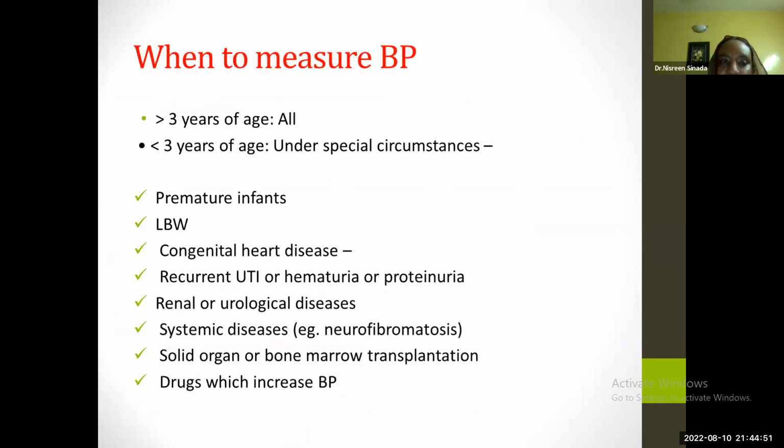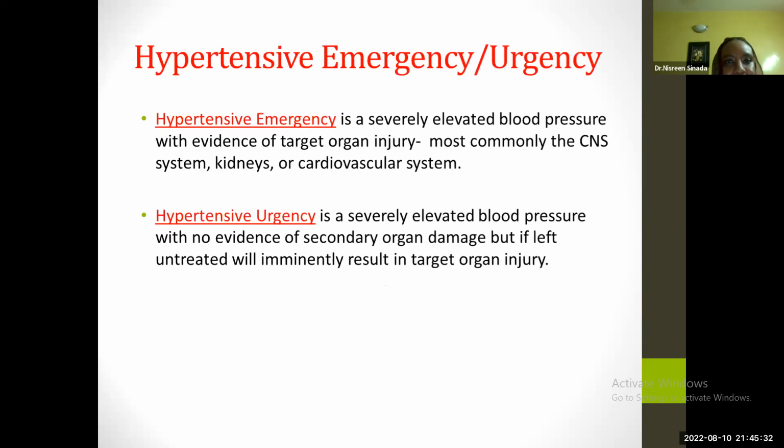When to measure blood pressure: all children more than 3 years of age should have their blood pressure measured at any presentation to the emergency or to the clinic. For children less than 3 years of age, under special circumstances we should measure the blood pressure, like premature infant, low birth weight, congenital heart disease, recurrent UTI, hematuria or proteinuria, renal or urological disease, systemic disease like neurofibromatosis or systemic lupus erythematosus, solid organ or bone marrow transplantation, and drugs which increase blood pressure like corticosteroid, tacrolimus, and cyclosporine.